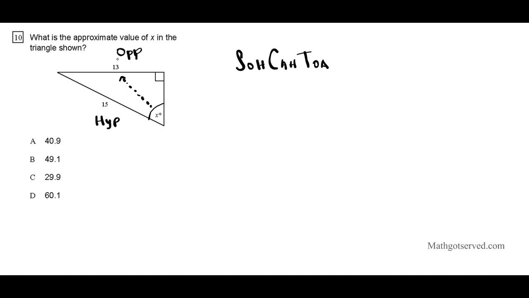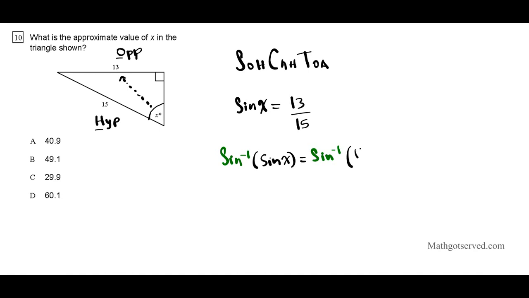All right, so which trig ratio relates O and H? Opposite and hypotenuse. It's sine, right? So we have sine x equals the opposite, which is 13, over the hypotenuse, which is 15. To isolate x, we're going to take the inverse sine of both sides. So the inverse sine of sine x equals the inverse sine of 13 over 15. Okay? All right, so this cancels out. So we have x equals the inverse sine of 13 over 15.